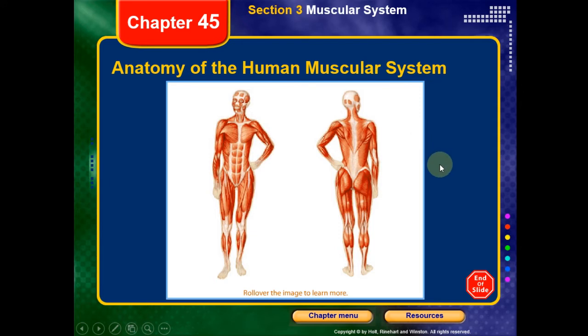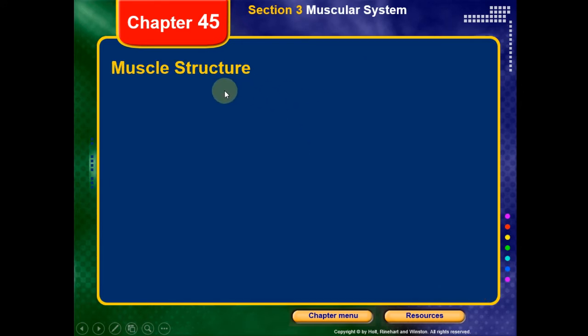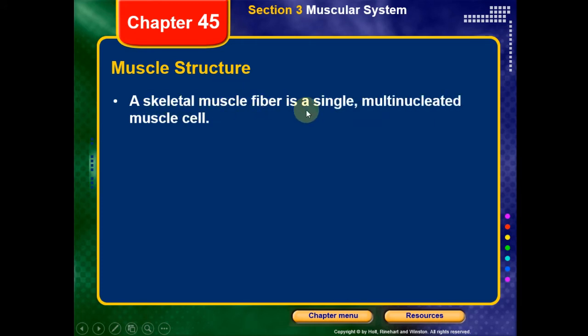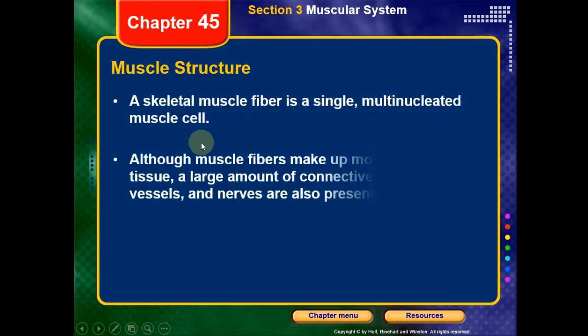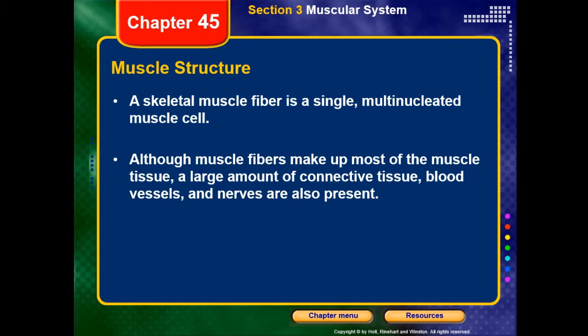Okay, let's talk about the muscular system structure, or the muscle structure. The skeletal muscle fiber is a single multinucleated muscle cell. Although muscle fibers make up most of the muscle tissue, a large amount of connective tissue, blood vessels, and nerves also are present. Of course, we need blood for nutrition, supplies, and to get rid of waste. We need connective tissues to connect these muscles together. Also, we need nerves to control these motions. I'm not talking about voluntary or non-voluntary. I'm talking about brain control or spinal cord control.